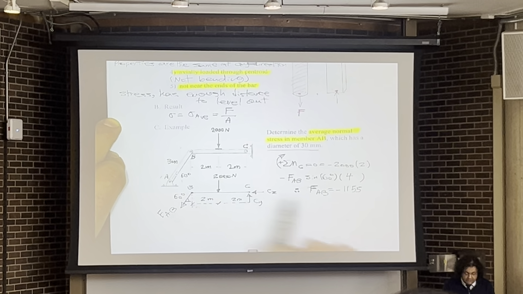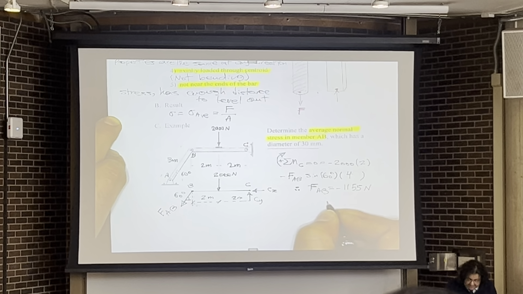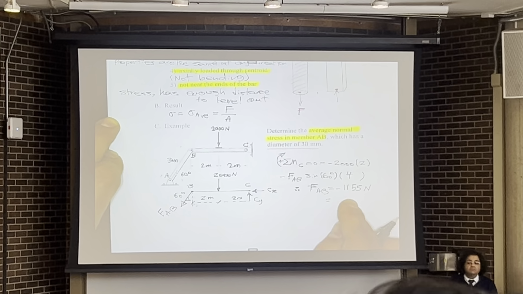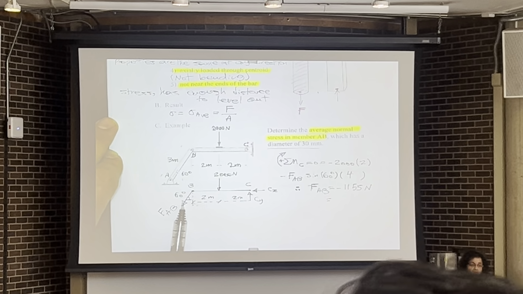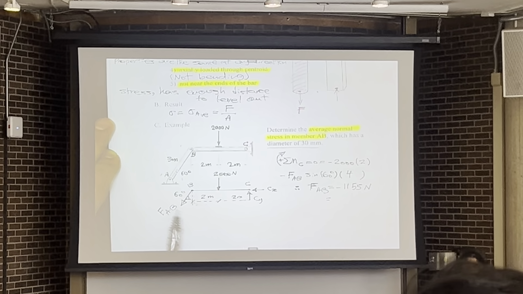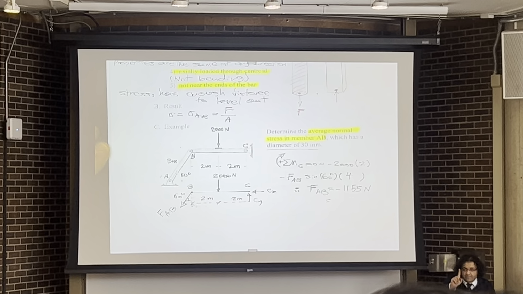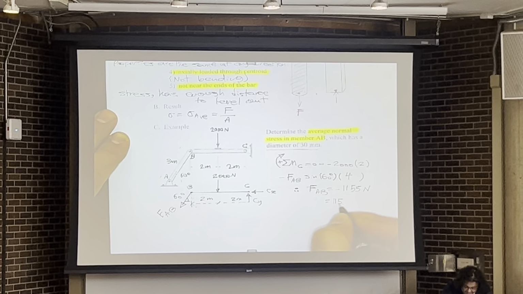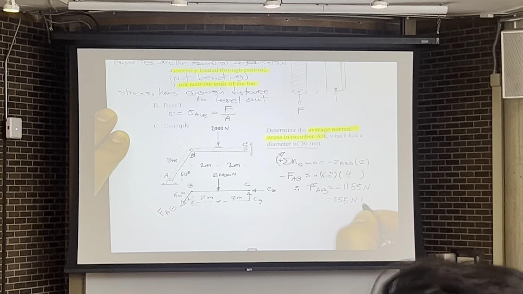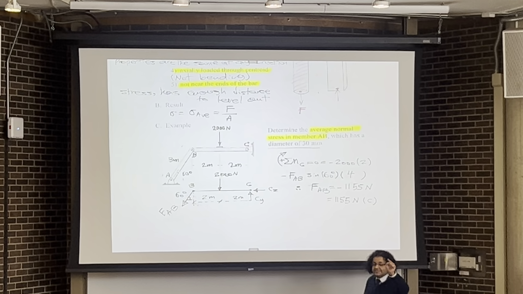The unit should be Newton because this 2,000 is in Newton. So this is going to be Newton. What is the meaning of the negative sign over here? It means that this assumption was wrong. I assumed AB is under tension. It is wrong. AB is actually under compression. So I'm going to say this is 1,155 Newton, and I'm going to write in parentheses letter C, which implies that this is under compression.